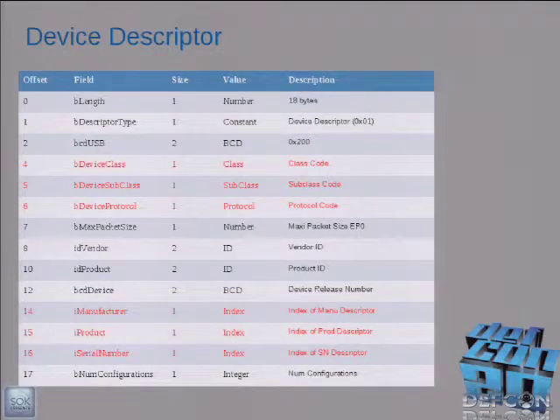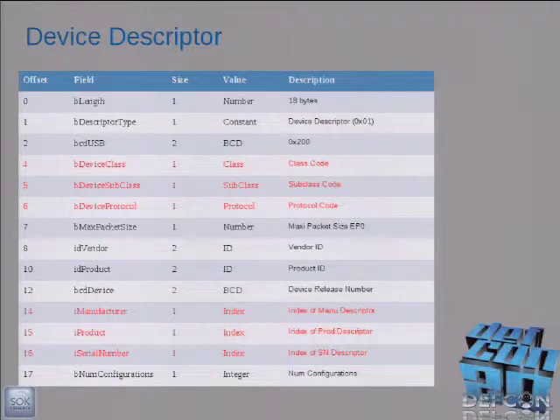USB and BCD, it's going to send 200 in hex. And then it's going to send you a couple of important pieces of information, namely the class, subclass, and protocol. Now, in the USB spec, you can send zeros, which mean, I'm not going to tell you yet. I will tell you in a lower down descriptor. So I'm not going to tell you in the device descriptor. Maybe I'll tell you in the configuration descriptor or the interface descriptor.